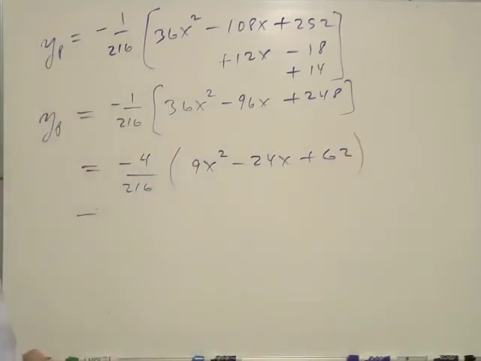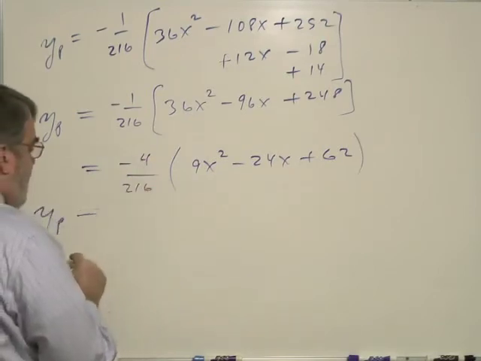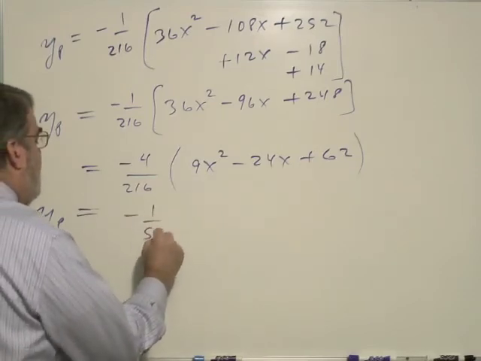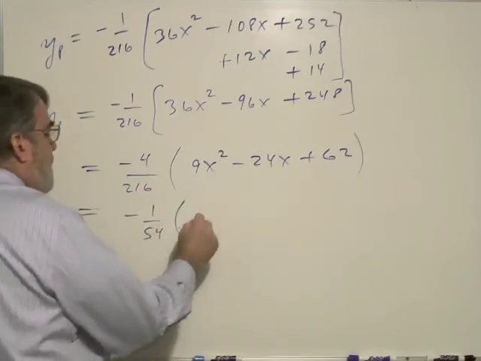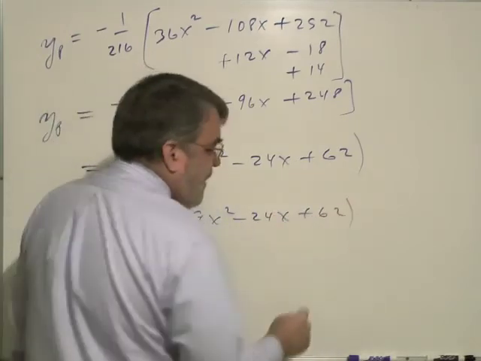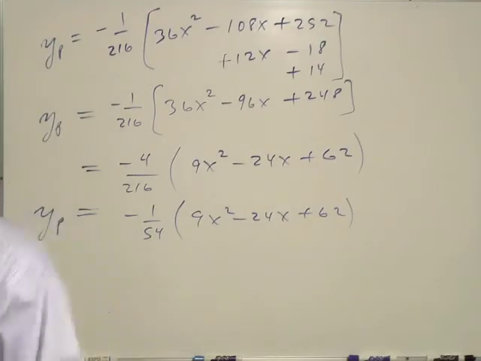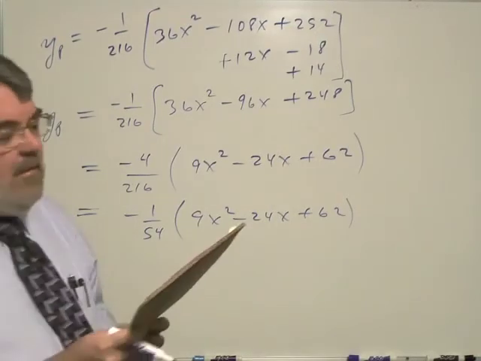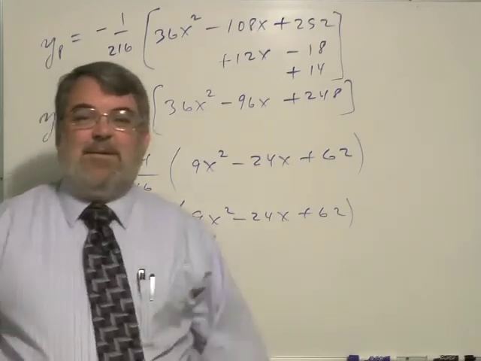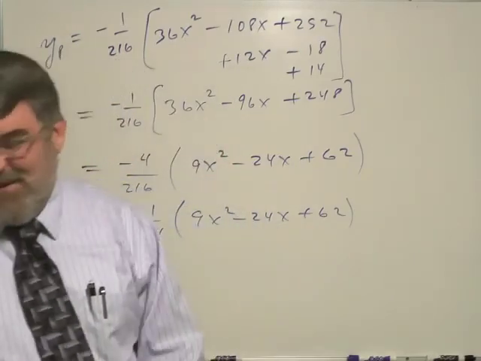And if I reduce this fraction, I think we'll have our answer here. Y particular would be, 4 goes into 216 54 times. So minus 1 over 54 times 9x squared minus 24x plus 62. And is that the answer I got earlier? Minus 1 over 54. Oh, what a relief. Okay, I don't have to redo this video.